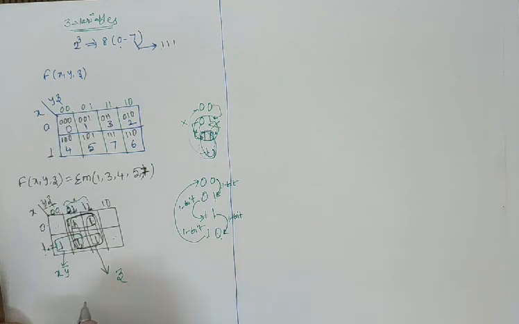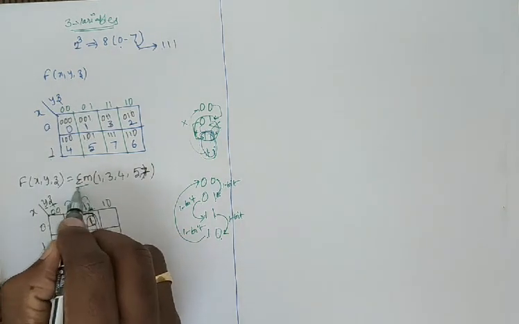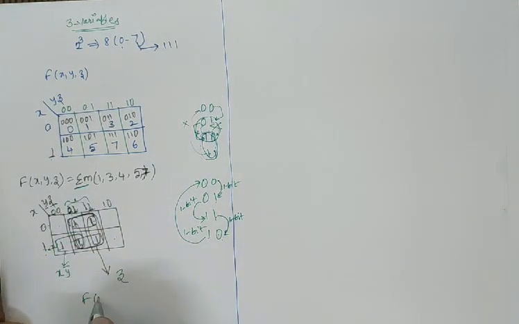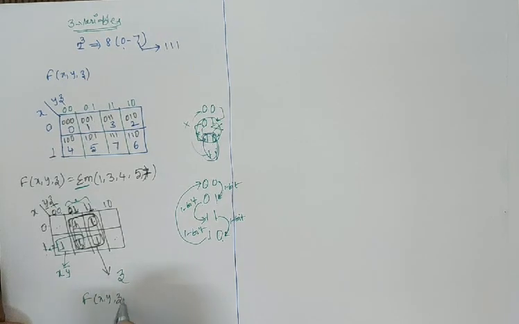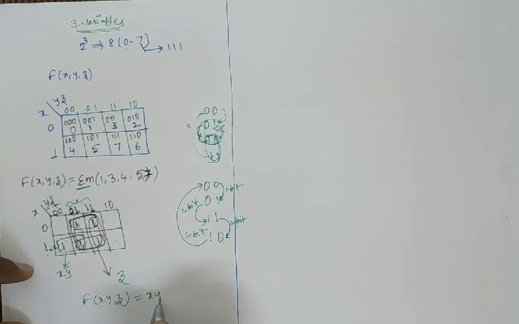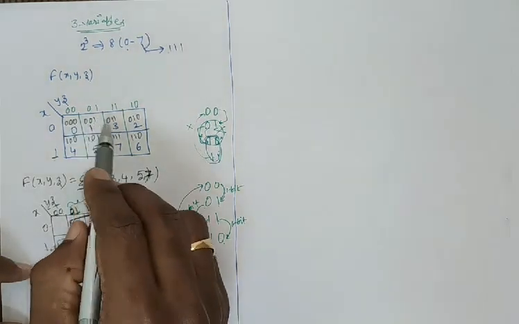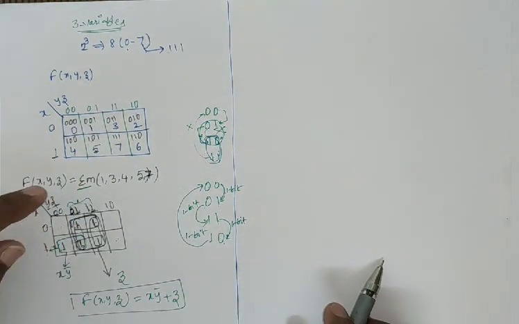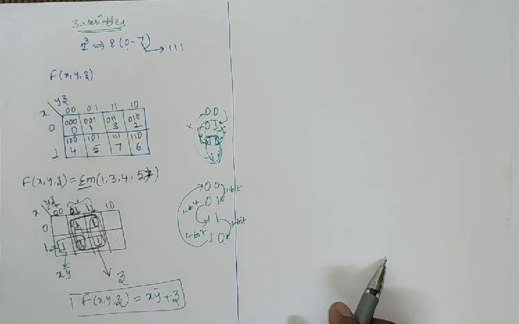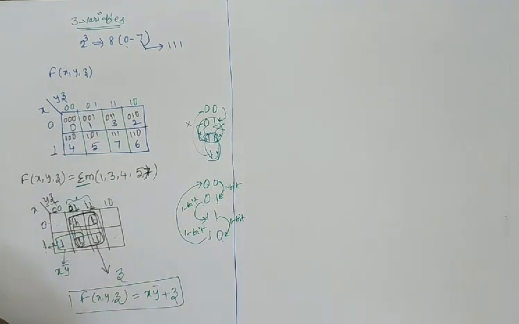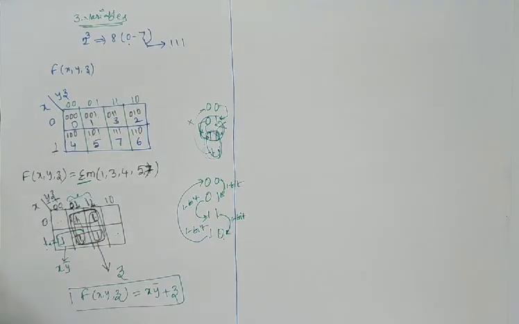So summation m, we can write it f of x comma y comma z is equal to x y bar plus z. So this is the minimized expression for the given min terms. Everyone clear? Next, one more example for the 3 variable K map.